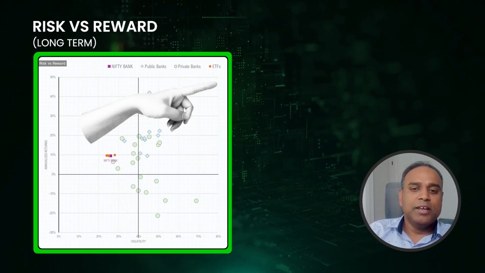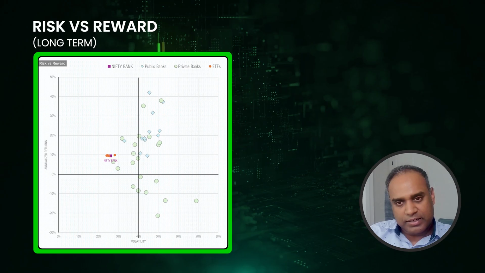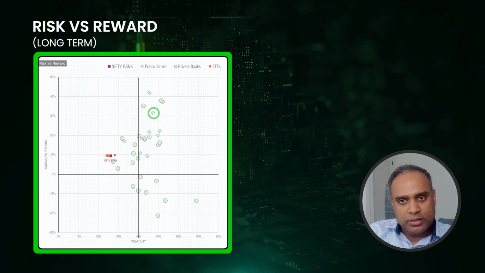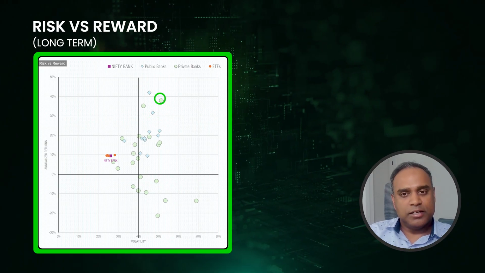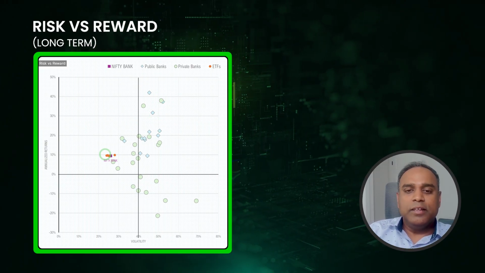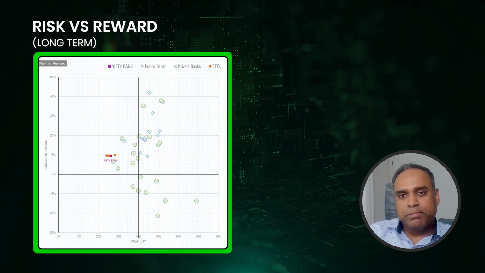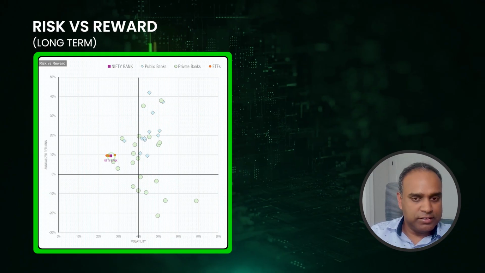That's more common. But in here, we are looking at a 5-year span of analysis. And for the 5-year window, you can see that the blue diamonds represent the public banks, the green circles represent the private banks, the orange tiny circles represent ETFs, and the purple square represents the overall banking index, the Nifty Bank Index.